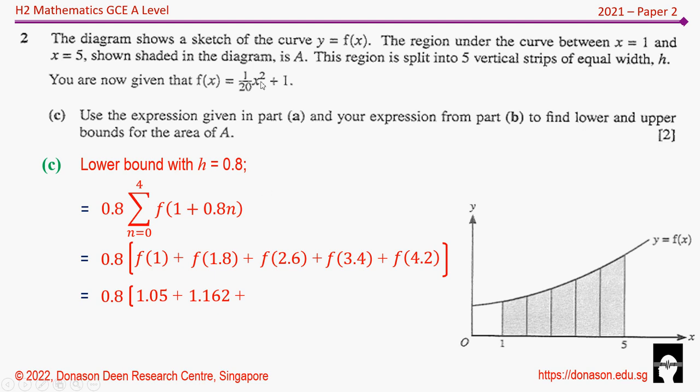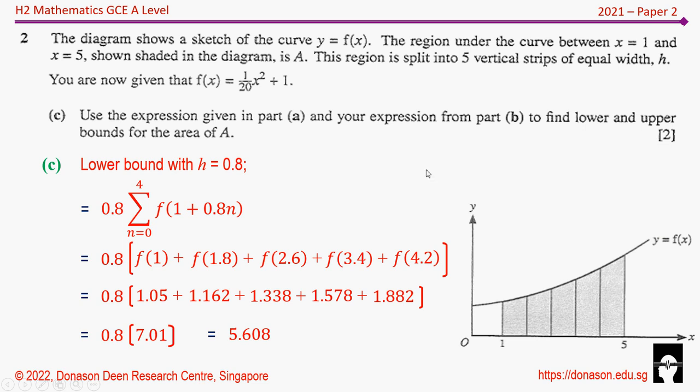And f of 2.6, similarly, you replace the x with 2.6 and you evaluate the function at 2.6, which is 1.338, and f of 3.4 should give you 1.578, and f of 4.2 should give you 1.882. And then you add up all these values and multiply by 0.8. When you add up all these values, it becomes 7.01, and if you times that by 0.8, it should give you 5.608 as the underestimation of the area under the graph.